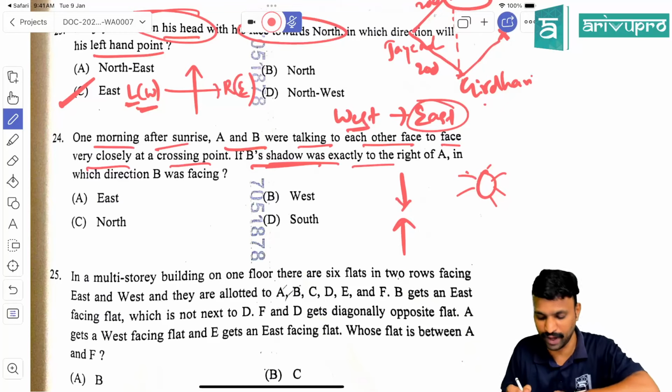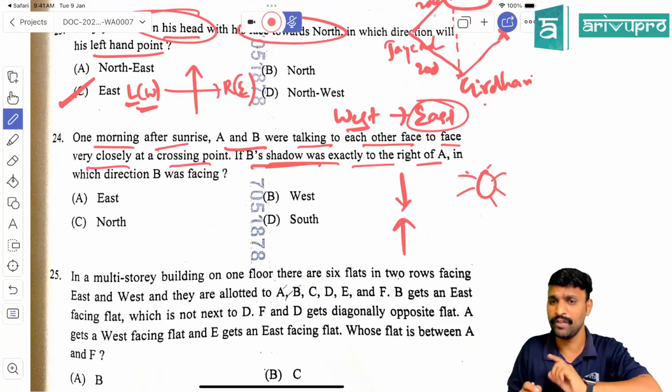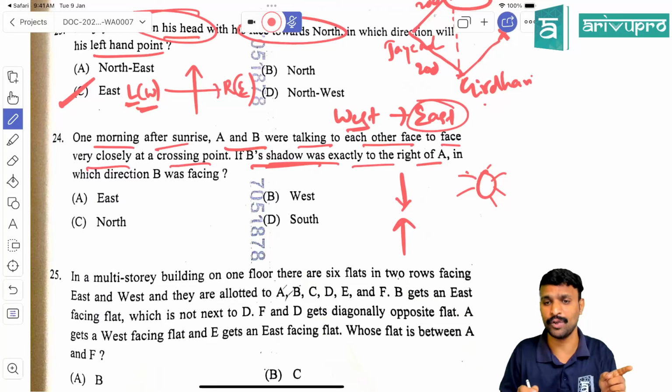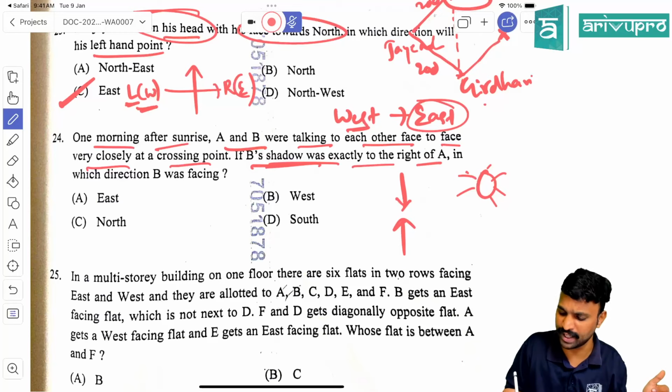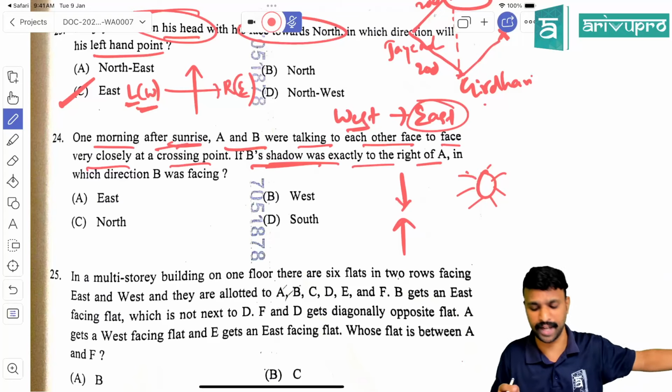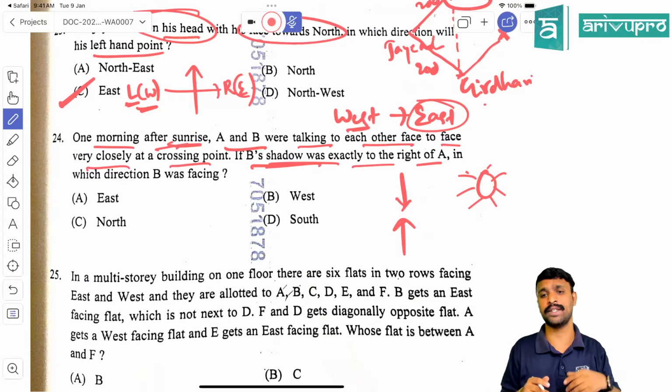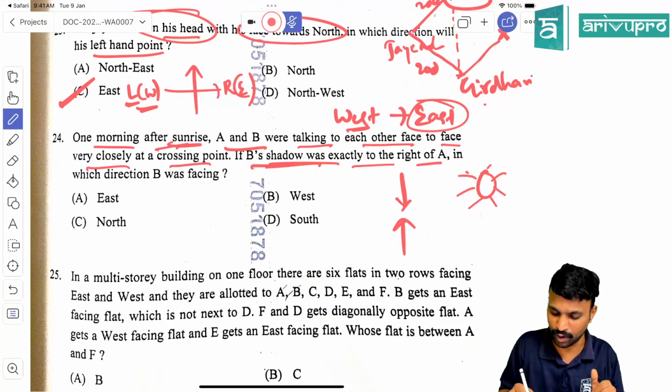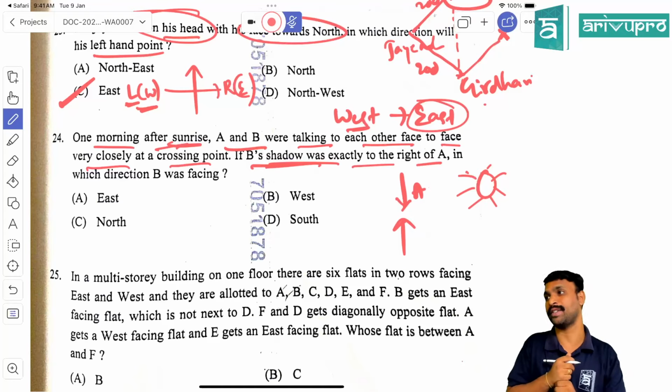So please understand, B's shadow is falling exactly on the right side of A. Whichever person is facing south, for that person only the right side is west, because you know the sun is in the east during sunrise. Obviously the shadow will fall on the western side only. For which person is the western side the right side? The one who is facing south. So definitely A is facing south.